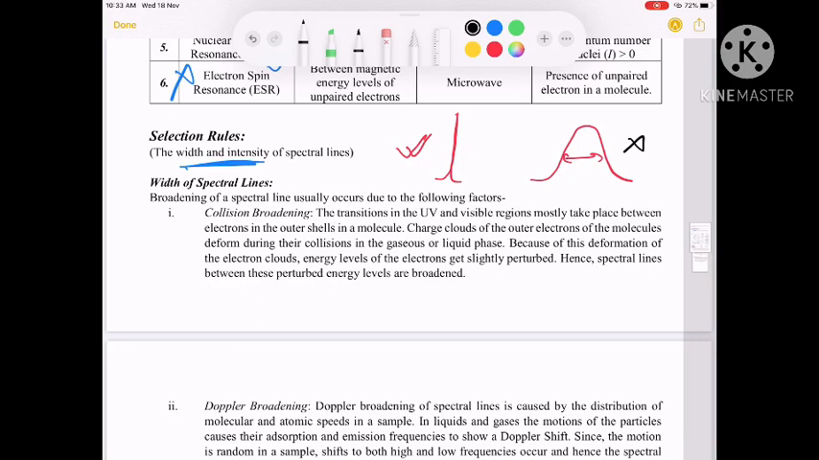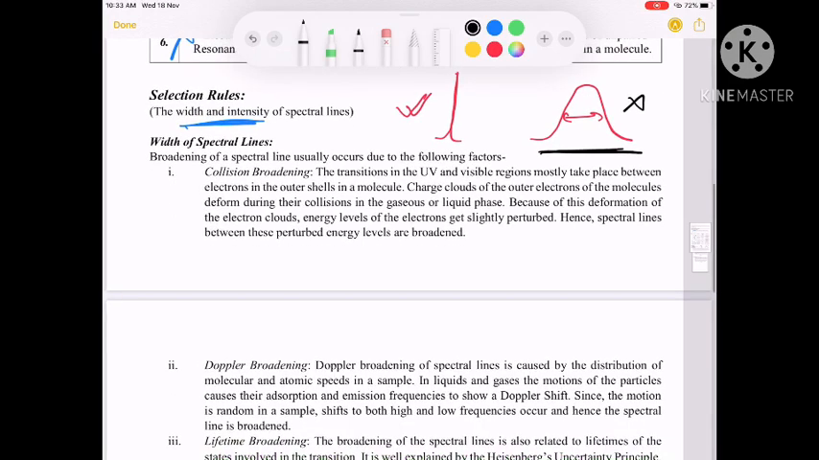So what are the reasons that cause this broadening of the spectra? The first is collision broadening. If you have a liquid or gas sample, all the molecules will be in continuous random motion, so they will collide with each other. That will cause the spectrum to become wide, meaning it causes broadening, because the molecules get deformed when they collide with each other.